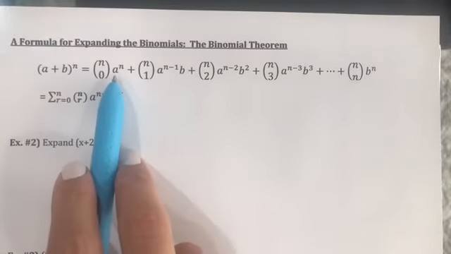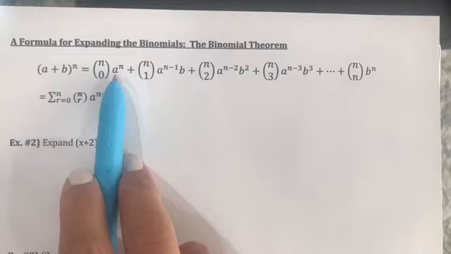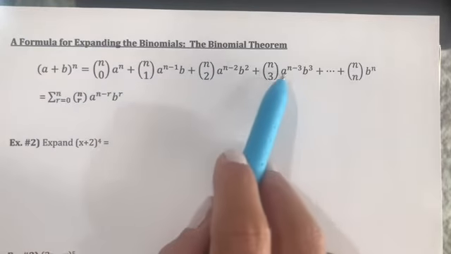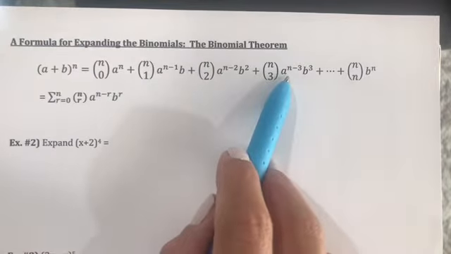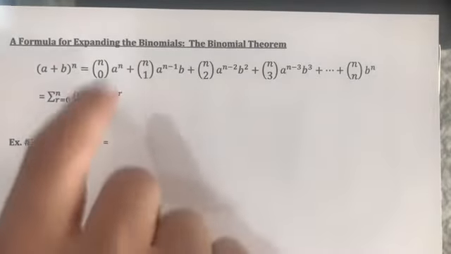And you'll notice the exponents. So we're starting with a to the n, so a to the n power is the first power, and then it keeps going down by 1 each time, okay? It looks a little more confusing here than when we actually do it, but you'll get the hang of it.